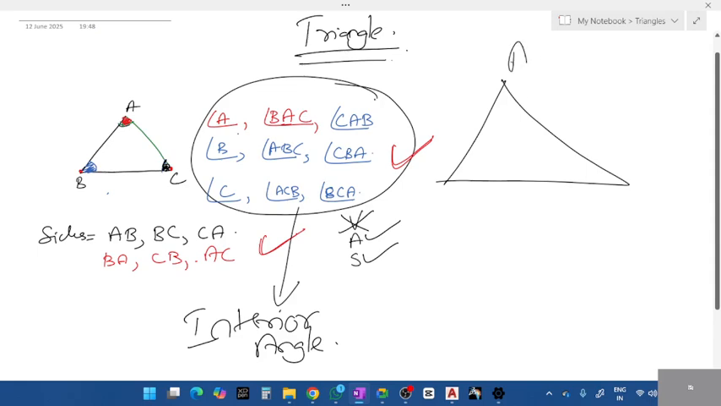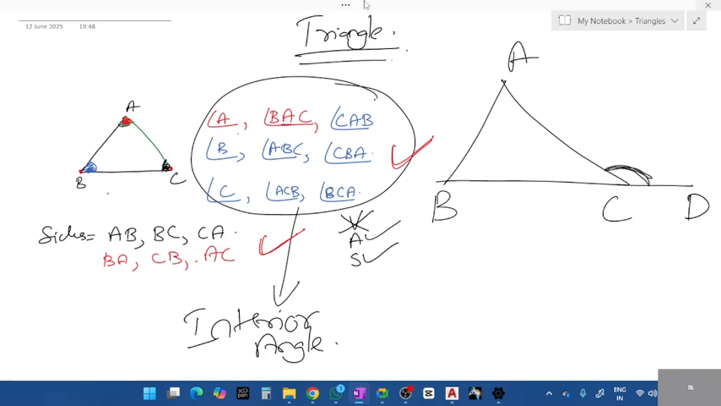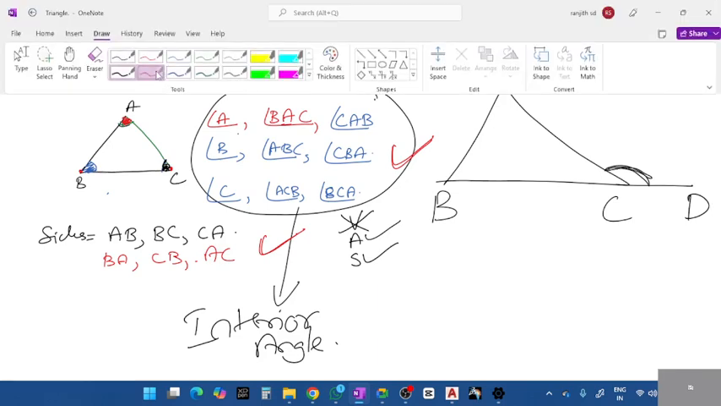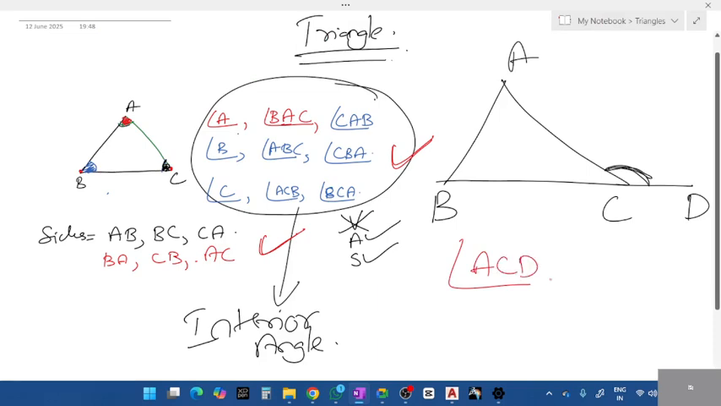Now, any one of these angles, if I project it outside like this, A, B, C, I'll name it as D. Can you name this angle? What's the starting point? Yes, angle ACD and DCA, that's it. You can't name it as angle C. See, this one you can't name it as angle C.